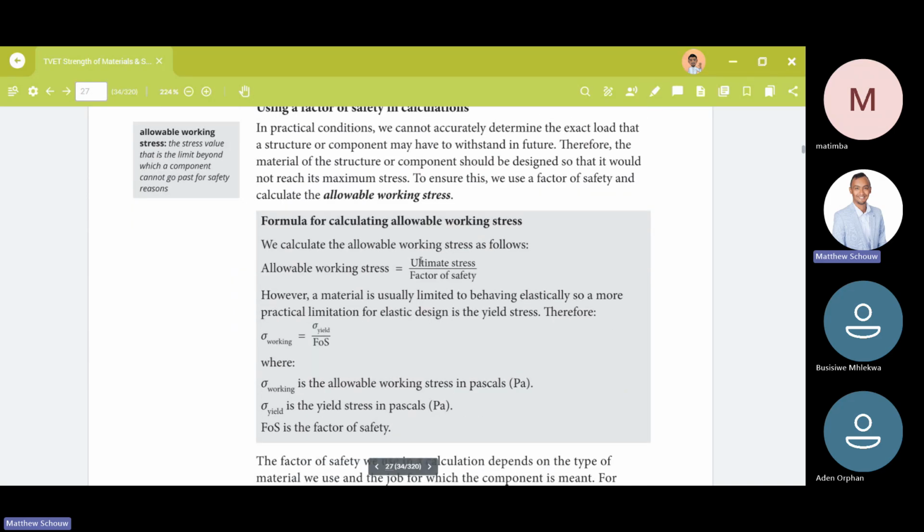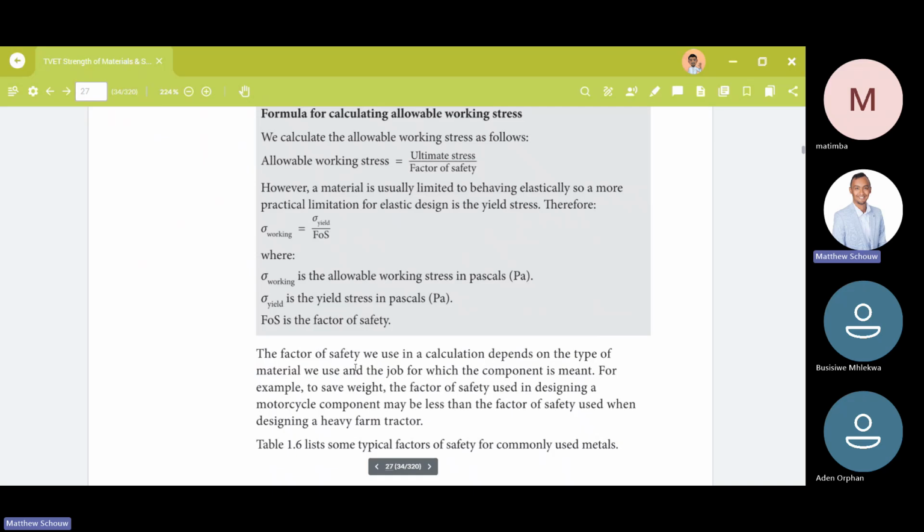Long story short, the factor of safety is basically equal to the ultimate stress divided by the allowable working stress, or you can have it like this: your allowable working stress, which you just worked out now, is the ultimate stress divided by the factor of safety. Also, in terms of the yield limit, the working stress equals the yield over your factor of safety. What I like here is that the factor of safety depends on a few things: the type of material and the job which the component is meant for.